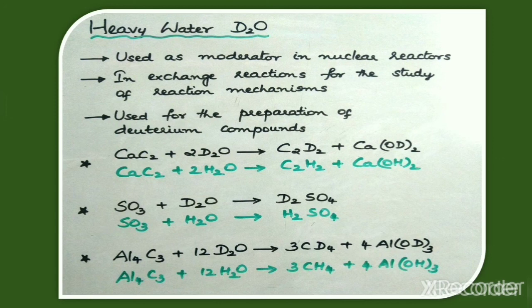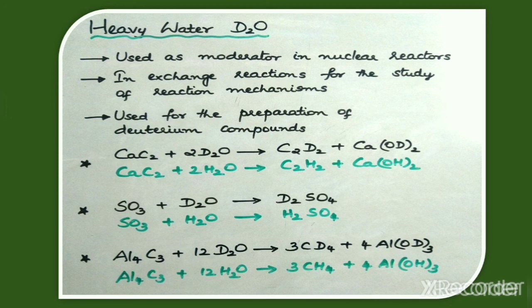Now consider the following reactions. Calcium carbide CaC2 reacts with heavy water D2O to give C2D2 and Ca(OD)2. This reaction can be taken as similar to the reaction of calcium carbide with water. Calcium carbide, when it reacts with water, gives ethyne, C2H2, and calcium hydroxide.